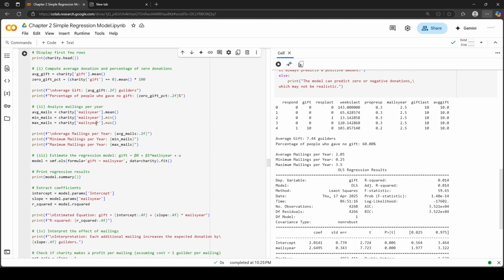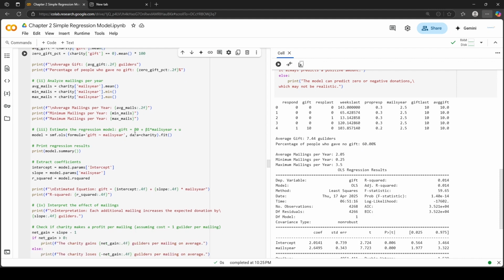Now we have to analyze mailings per year. We have to calculate the average, minimum, and maximum of mailsyear. So simply select the dataset name and then select the column name mailsyear, and then type the mean, min, and max functions for the average, minimum, and maximum values. So the average mailings per year is 2.05, the minimum mailings per year is 0.25, and the maximum mailings per year is 3.5.